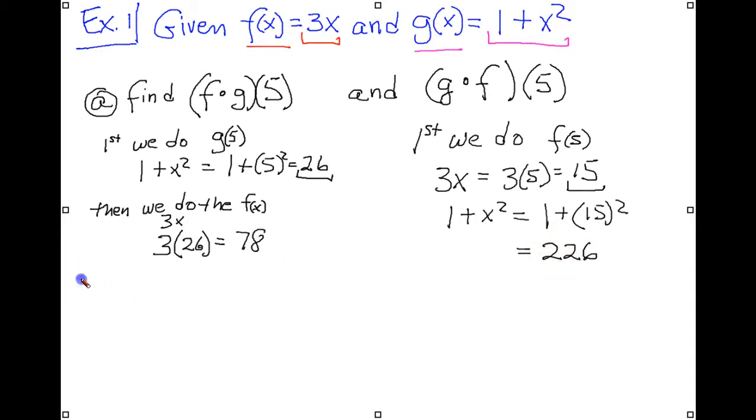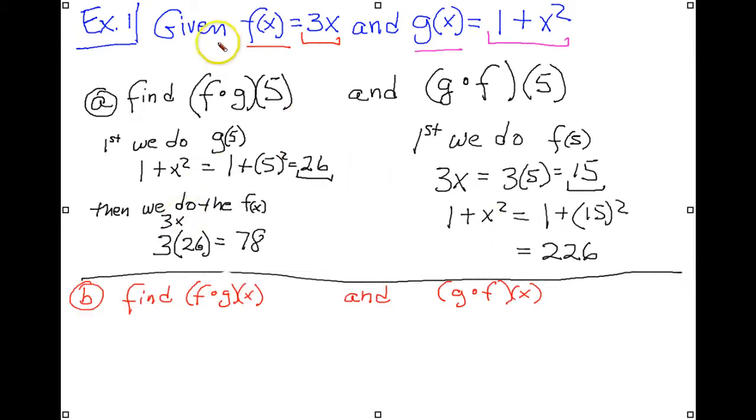Okay, I'm going to leave that up because we're asked now to do another example. Now we're using the same given, but now instead of using the value 5 here, we're just going to use the value x. So the f circle g, or f composite g, and g circle f, or g composite f. And again, we'll use the same thing.